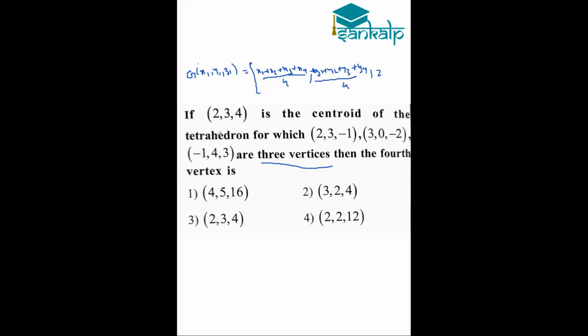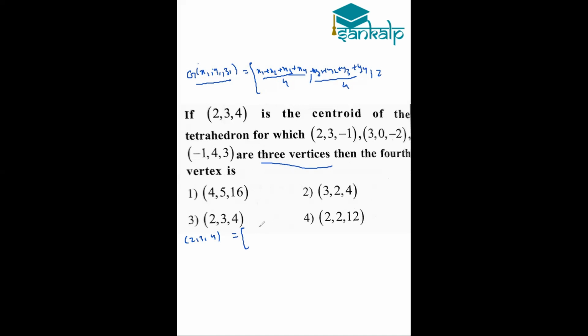Using this formula, the value of G is already given to us. It is equal to (2, 3, 4). Next, one coordinate is missing. Out of the 4 vertices, one vertex is missing. I'll consider it as (x, y, z).